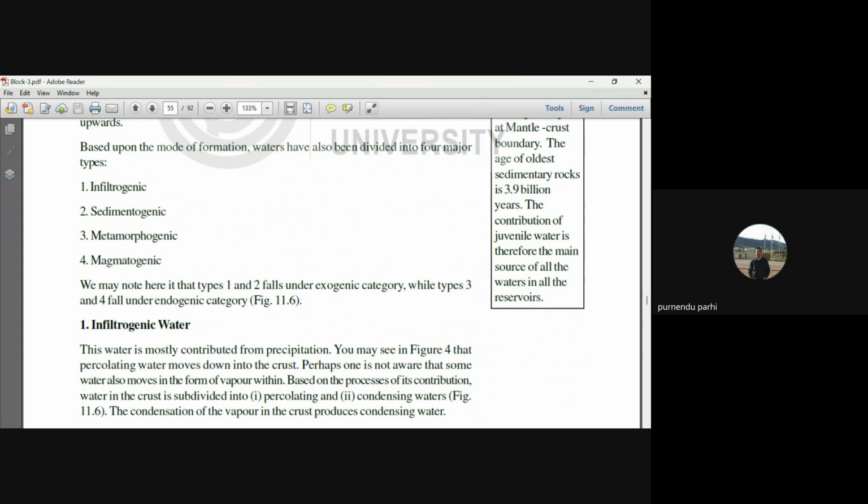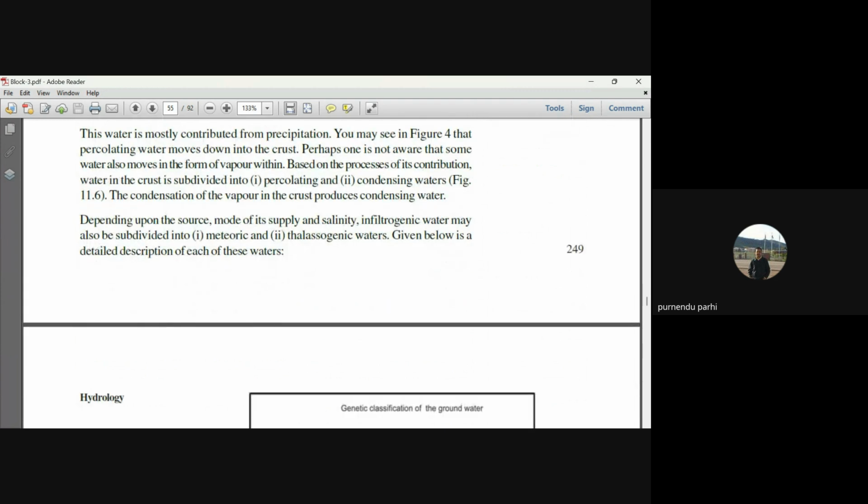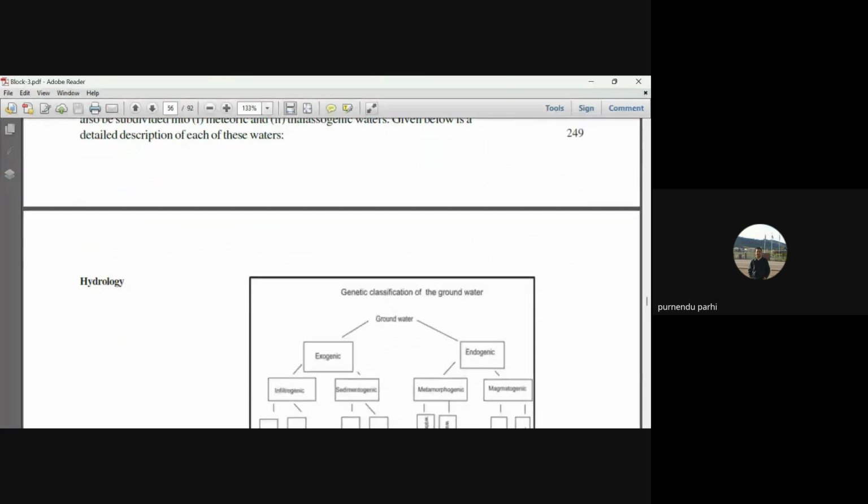Then the first one is infiltrogenic water. This water is almost entirely contributed from precipitation. One may not be aware that some water also moves in the form of water vapor within the crust. Based on the process of its contribution, water in the crust is subdivided into percolating and condensing water. The condensation of water vapor in the crust produces condensing water. Depending on the source, mode of supply, and salinity, infiltrogenic water may also be subdivided into meteoric and thalassogenic water. Given below is a detailed description of the different kinds of water.